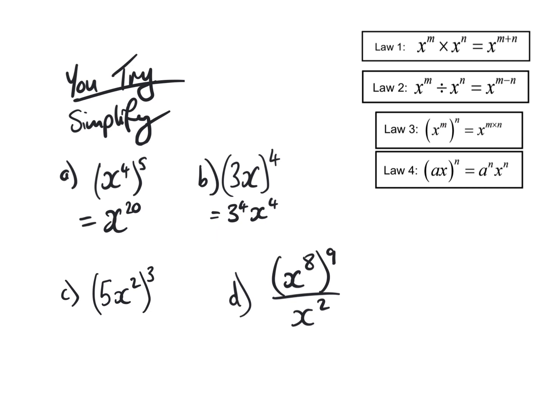So 3 to the power of 4 is 3 times 3 times 3 times 3. Now 3 3s are 9, times 3 again is 27, times 3 again is 81. So that becomes 81x to the 4. We'll now look at example C.